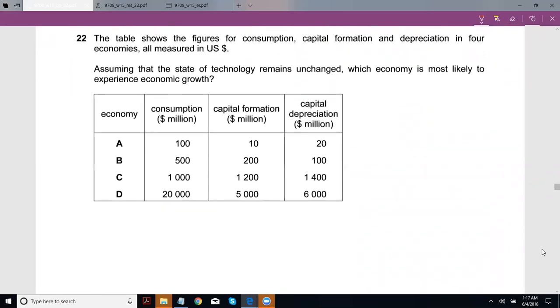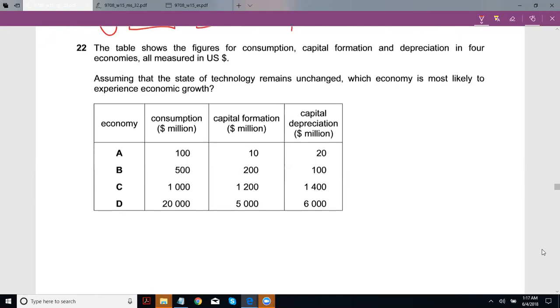22, the table shows the figures for consumption, capital formation, and depreciation in 4 economies, all measured in US dollars. Assuming that the state of technology remains unchanged, which economy is most likely to experience economic growth? So economic growth will come about by, well, let me not call it capital, let me call it the amount of net capital you have.